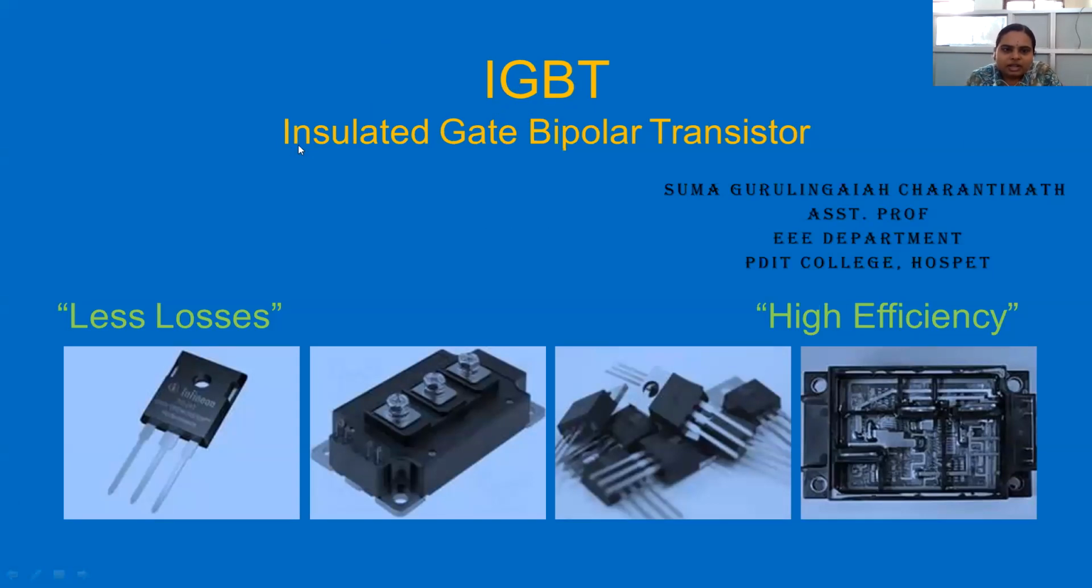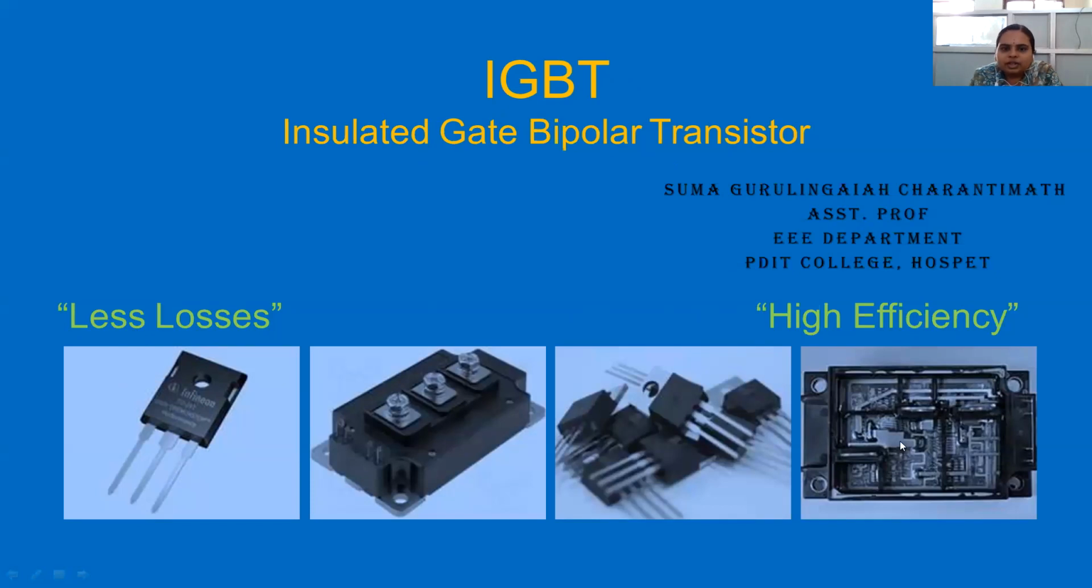This is insulated gate bipolar transistor. Okay. The main use of this IGBT is that it has less losses and high efficiency. This is the main advantage of using an IGBT. Then these are the symbols. This is the IGBT in different forms.